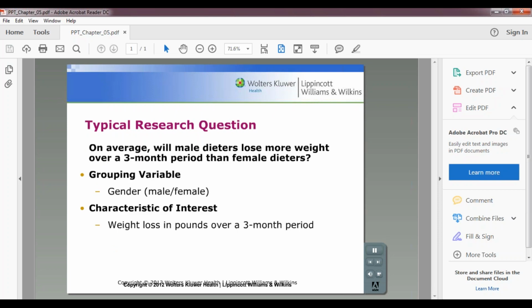So here's a research question that may necessitate the need to utilize an independent t-test, assuming that our assumptions are in place. So on average, will male dieters lose more weight over a 3-month period than female dieters? Okay, so we have our grouping variable, it's dichotomous and nominal. We have males and females, okay? So there we have two groups and they're independent of one another. Characteristic of interest, our outcome, our dependent variable, is really weight loss. We're looking at weight loss in pounds over a 3-month period.